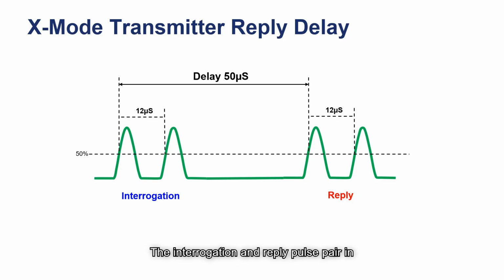The interrogation and reply pulse pair in X mode are shown. The pulse spacing is 12 microseconds and a 50 microsecond reply delay is added. The tolerance for X mode reply delay is 49.4 to 50.6 microseconds.